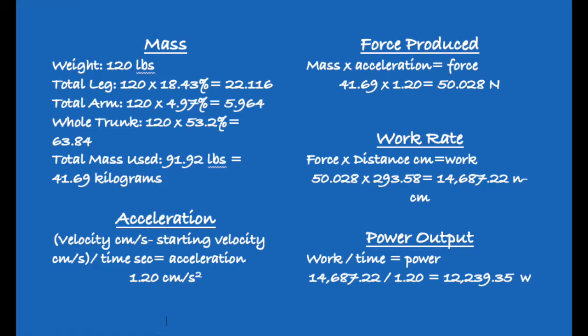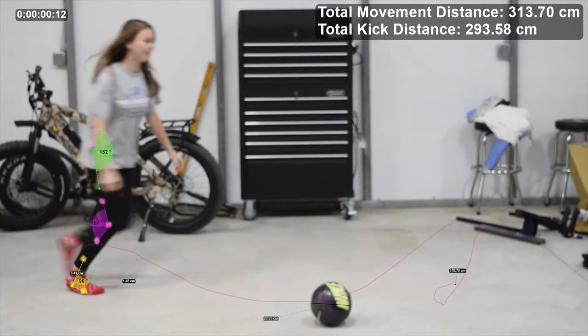The weight shift that she lacks during the kick is also used to allow for balance when landing on the kicking leg after going through full range of motion. When calculating acceleration, force produced, work rate, and power output, you need to find the mass. To find her mass, she weighs a total of 120 pounds. From there, you get the total leg, the total arm, and whole trunk percentages to find the mass, which comes out to be 41.69 kilograms.